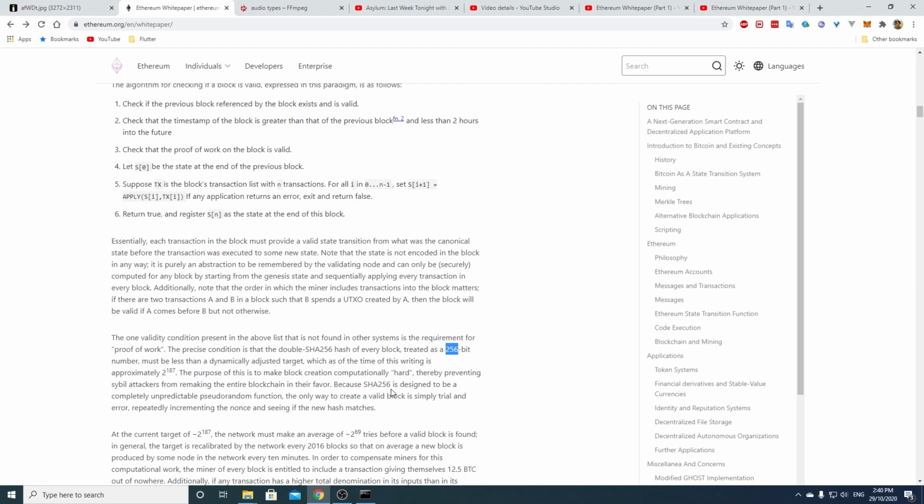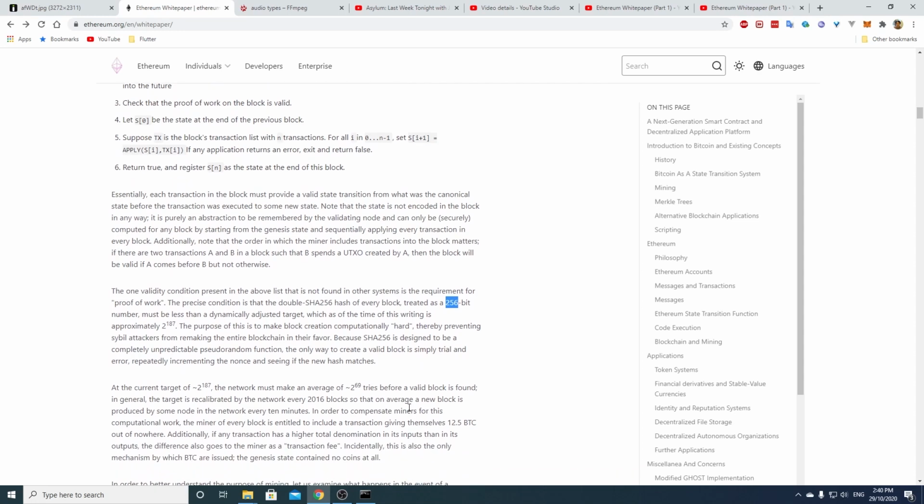Because SHA-256 is designed to be a completely unpredictable pseudo-random function, the only way to create a valid block is simply trial and error, repeatedly increasing the nonce and seeing if the new hash matches. SHA-256 is the name of this hash function, and Bitcoin actually does double SHA. So double SHA is simply you hash the block, get the first hash value, and then that hash value is hashed again with the same SHA-256 function. So the hash of the hash.